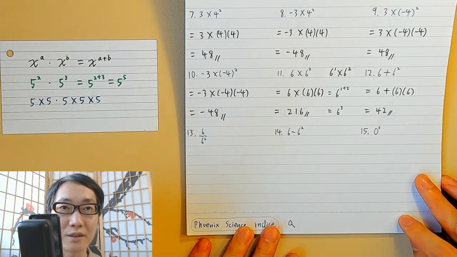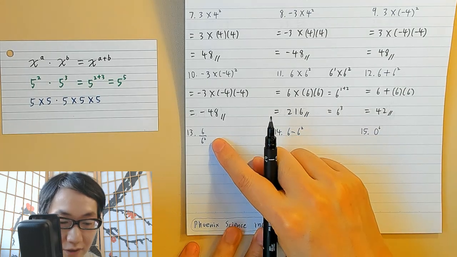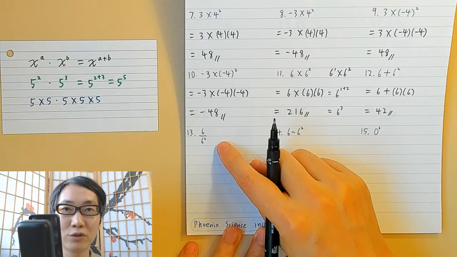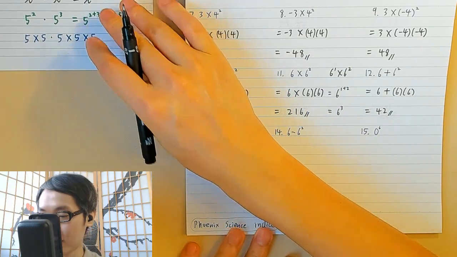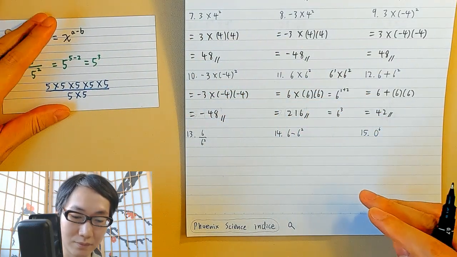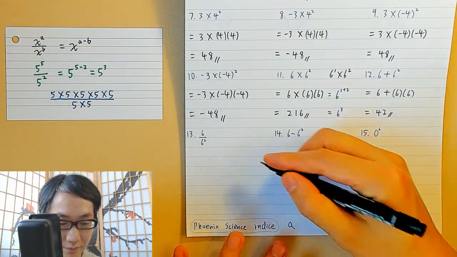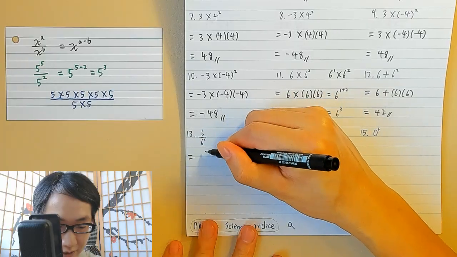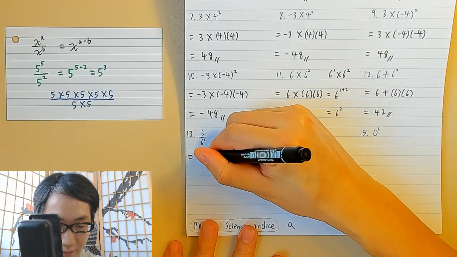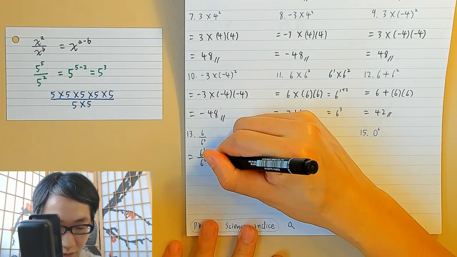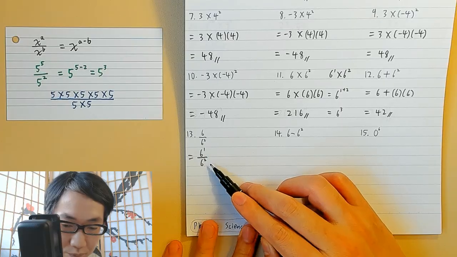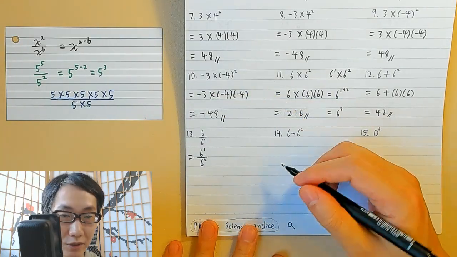Number 13, we have 6 over 6 squared. Okay. So actually whenever we can use the rule, we should be using the rules. For this one, we can use this rule, because I can change the 6 to 6 to the power of 1. It's the same value. And 6 squared is 6 to the power of 2. Now x is 6, A is 1 and B is 2. You can definitely use this rule.